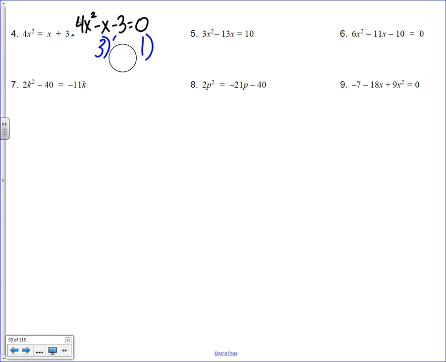Question is, where do I put the 4? Where do I put the 1? Let's guess the 4 here, and then just the x there. Yeah, this looks like this will work. This will give me 3x. This will give me 4x.